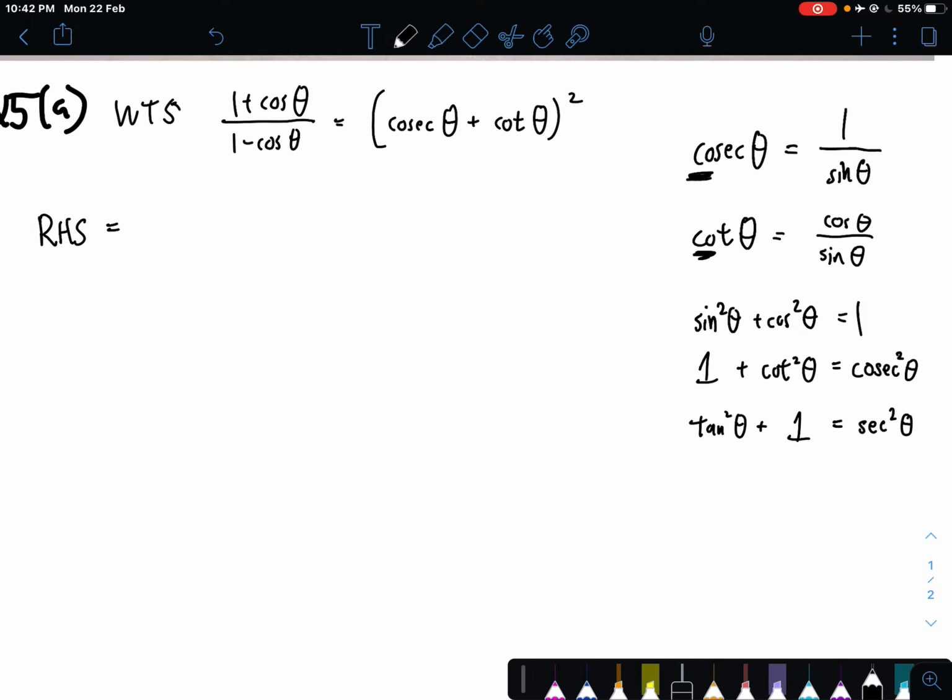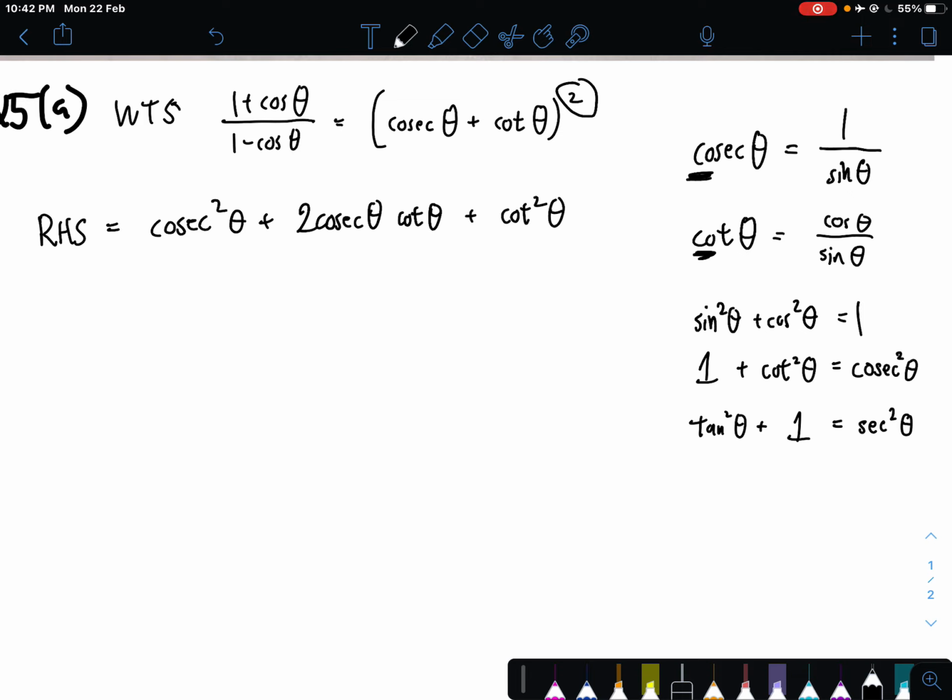Instead, I'll work with the right hand side because I see that there's a square. So maybe I could expand out the square, right? So let's just do that. Let's just expand out the square. Cosecant square theta plus 2 cosecant theta times cotangent theta, plus cotangent square theta.